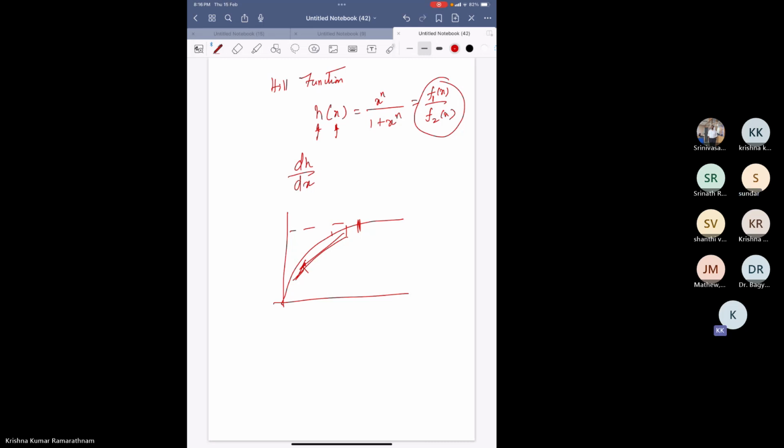Is that clear? How to differentiate it, you don't worry about it. We will do that in MATLAB, because we can do it much later, or else unnecessary confusion will be there. Now we will not do that.